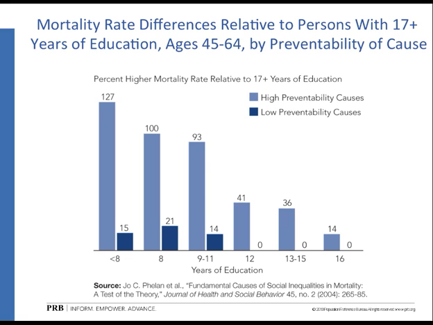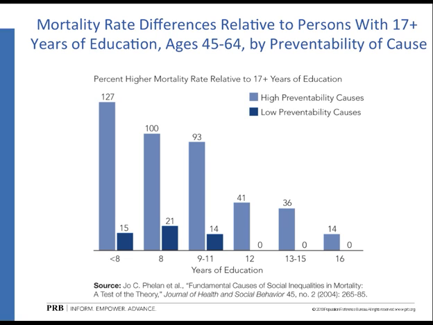An important study on this topic by Joe Phelan and colleagues looked at educational attainment and cause of death patterns, with particular attention given to causes that were rated as being highly preventable. Think of lung cancer, heart disease, and homicide, causes that can be prevented or treated, versus those rated as having low preventability. For example, think of cancers such as gallbladder cancer or a disease such as multiple sclerosis that are very difficult to prevent or treat.